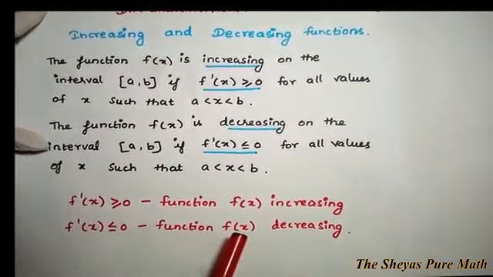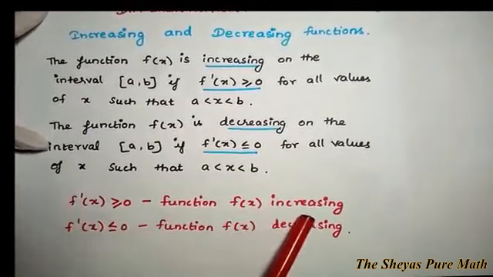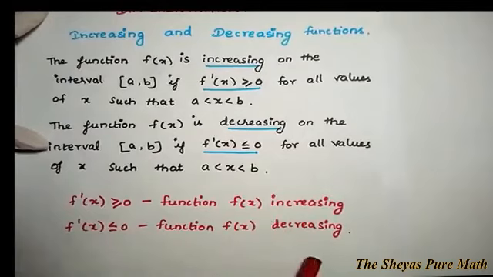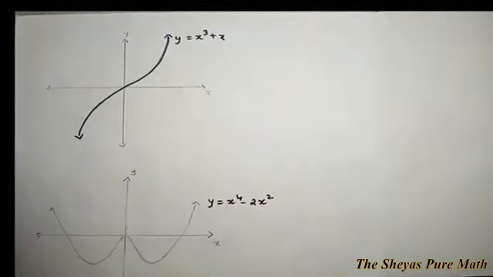So in a simple way, how can we say it? If f dash of x is greater than or equal to 0, the function f of x is increasing, and if f dash of x is less than or equal to 0, the function f of x is decreasing. Let us see this increasing and decreasing functions in the graph.